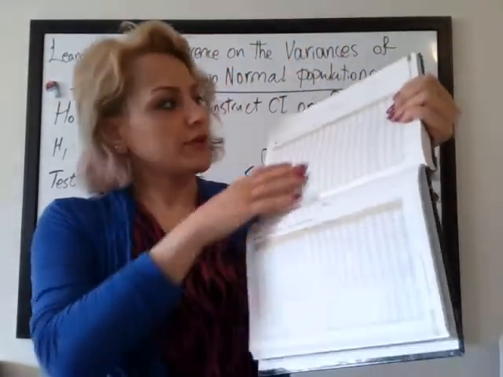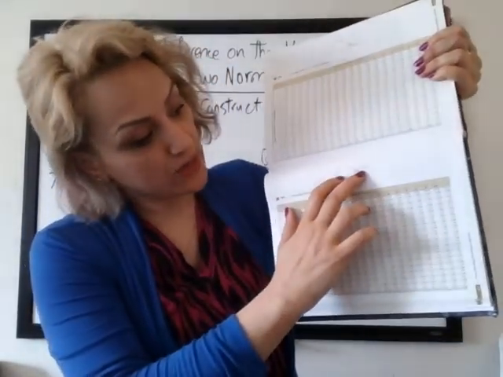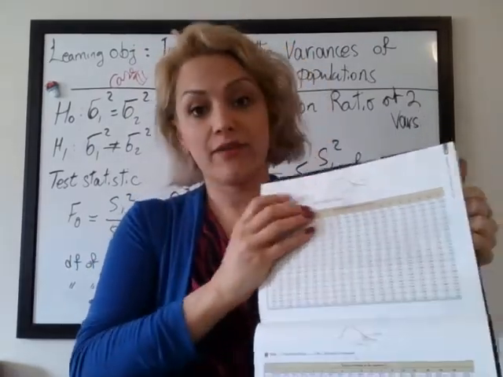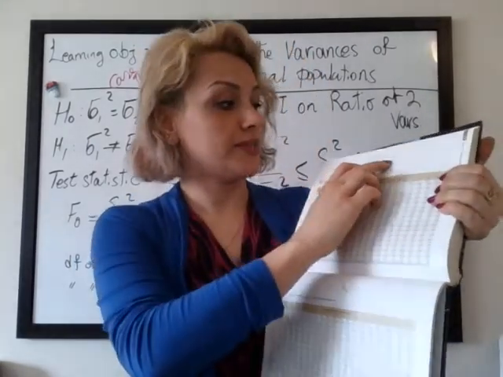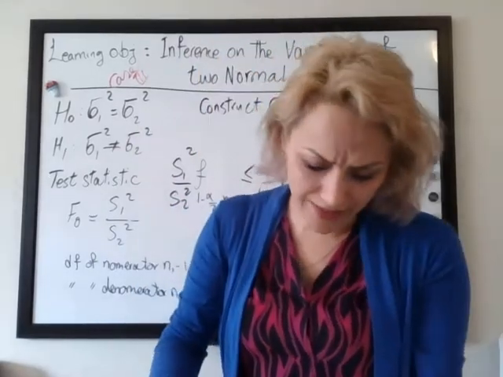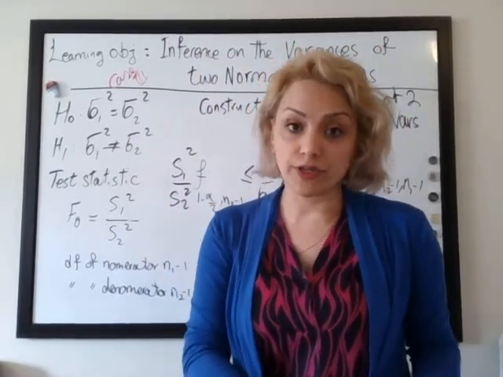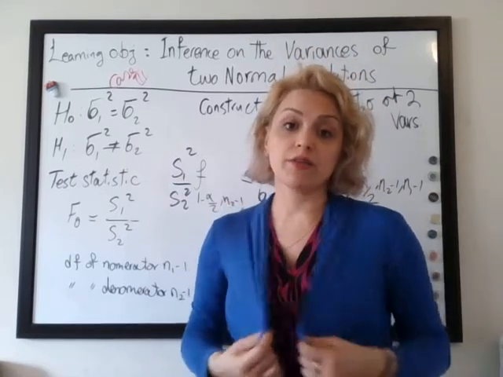Look here, I have it for alpha 0.25. Here I have alpha 0.10. So for each of these alphas, I'm going to have a different table. Like I would have it for 0.05, and then 0.025, and then I can find the F value for them from this table. So we're going to read the F value.